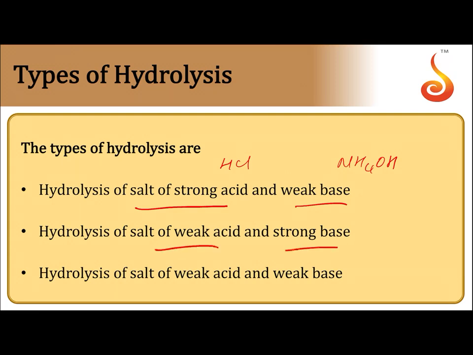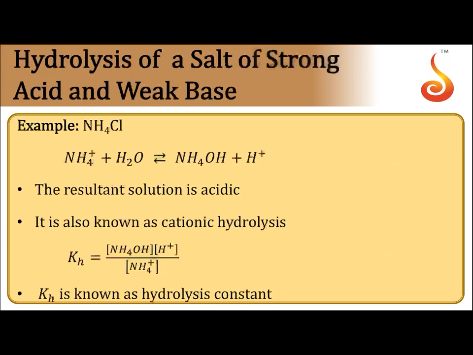Salt of weak acid and strong base: weak acid you can take acetic acid here, and strong base you can take NaOH here. Corresponding salt will be sodium acetate here. Salt of weak acid and weak base, if you take these two, it's going to be ammonium acetate salt. These three salts undergo hydrolysis: salt of strong acid and weak base, salt of weak acid and strong base, salt of weak acid and weak base. And salt of strong base and strong acid will not undergo hydrolysis.